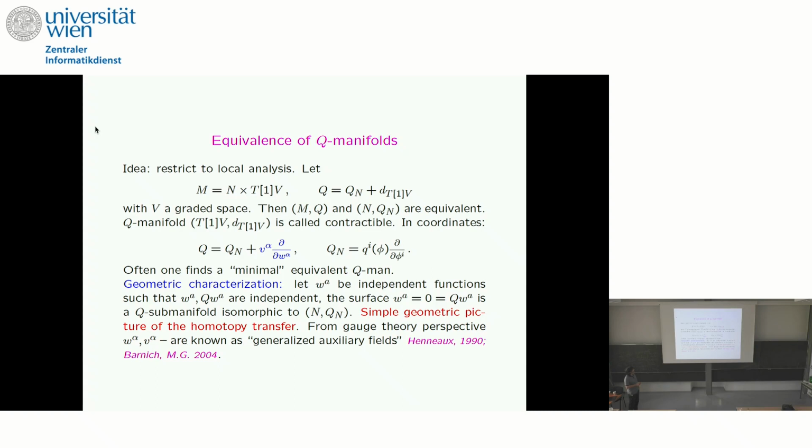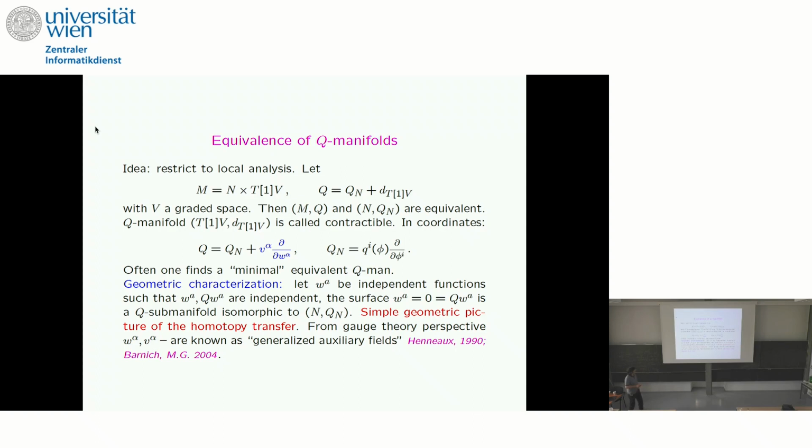If our Q-manifold happened to be a product of another Q-manifold N and what's called a contractible Q-manifold, such that the total Q-structure is a Q-structure on N plus the de Rham differential in here. This is like contractible path space plus shifted tangent bundle over V. And in coordinates, it means that the total Q has the form of Q_N plus such a term which looks like the de Rham differential. Then the intuition tells us that these variables are contractible. They do not contribute to cohomology and they can be eliminated.